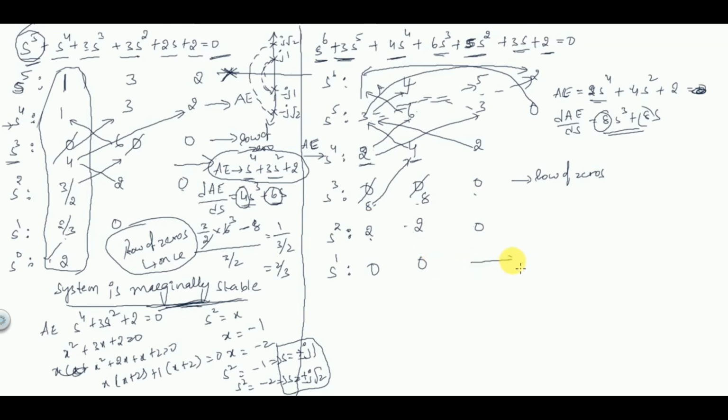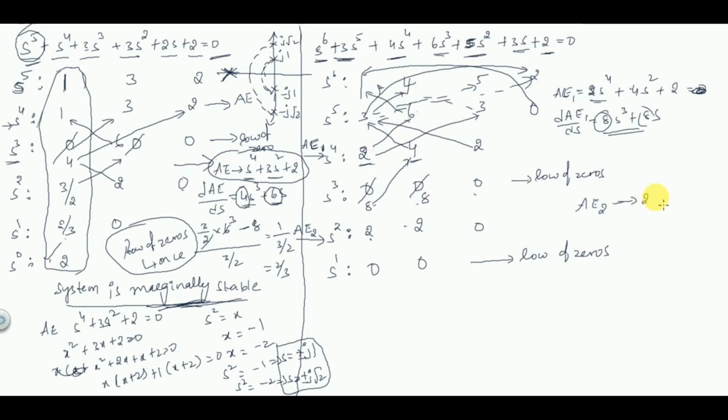Again a row of zeros occurred. So we'll consider this as auxiliary equation 1, and now we are considering another auxiliary equation, this is auxiliary equation 2. So I'll consider AE1 here. So what is AE2 here?